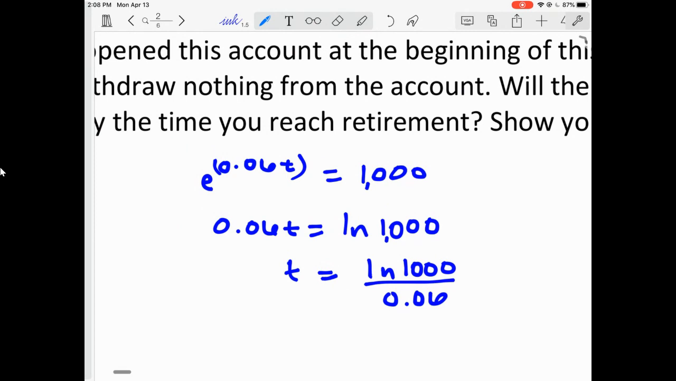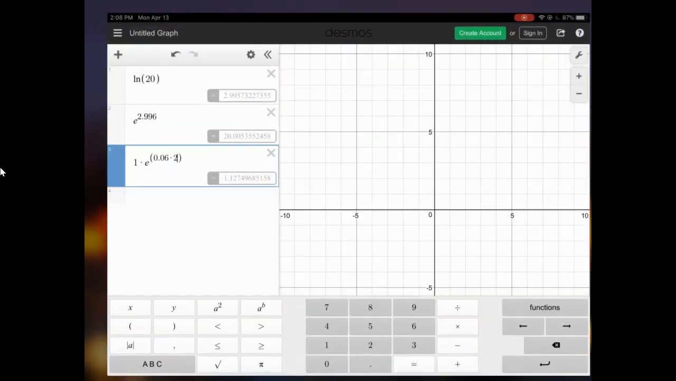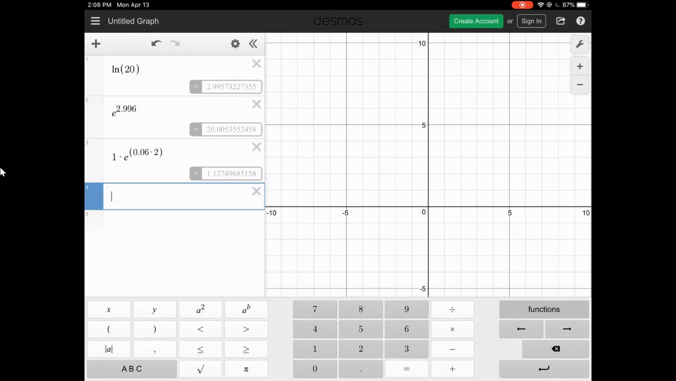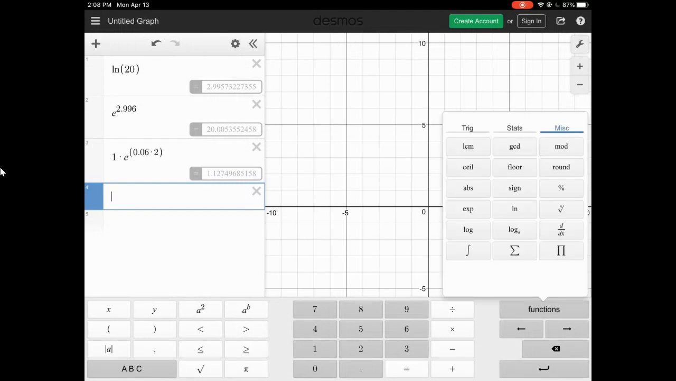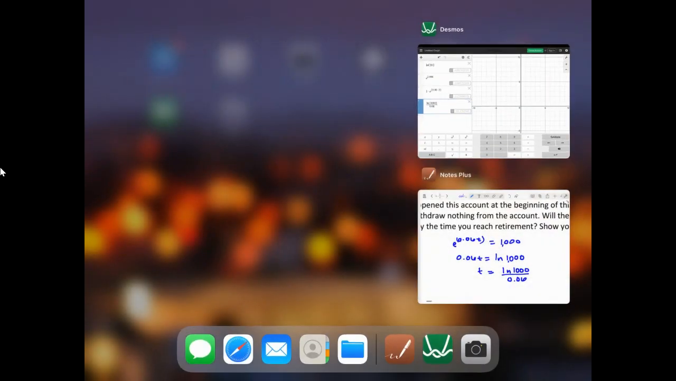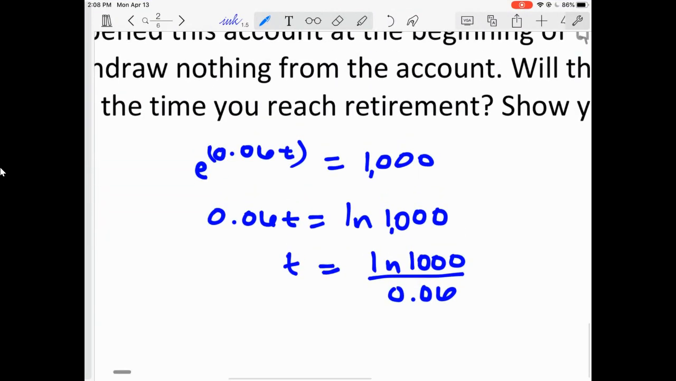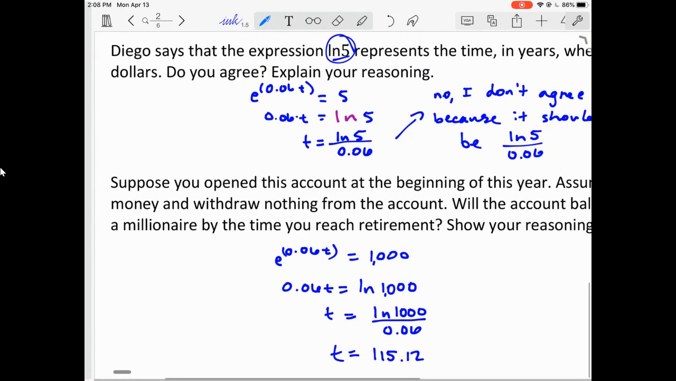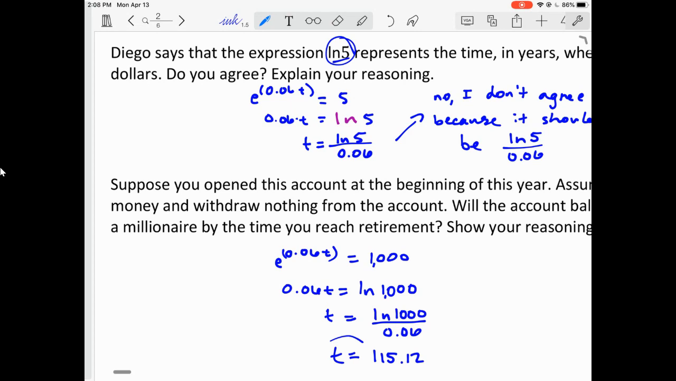And well, how much time would that be? Calculate it real quick. Natural log of 1,000, close the parentheses, divided by 0.06 gives us 115.12. So that means that's the number of years.